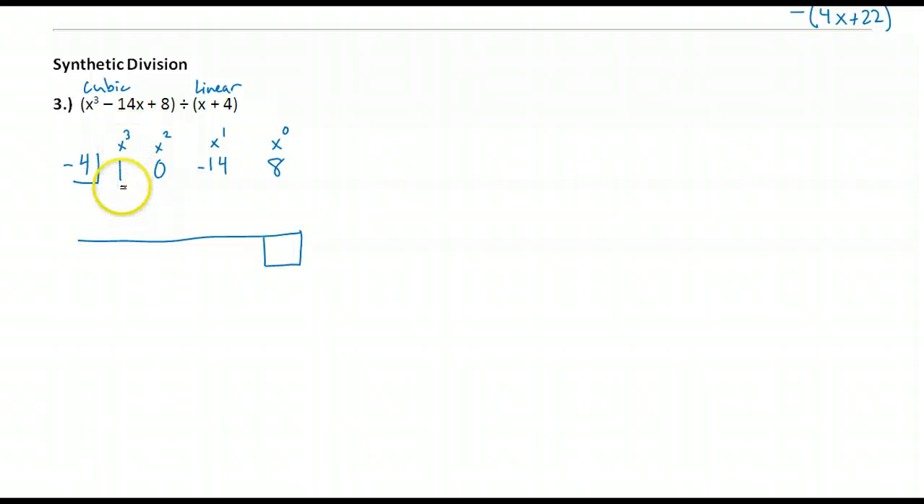Step 1 in synthetic division. Drop this number straight down. Now I need to take this number times this number and write the answer right here. Negative 4 times 1 is negative 4. I'm going to write that answer right here. Now I'm going to add 4 plus negative 4.